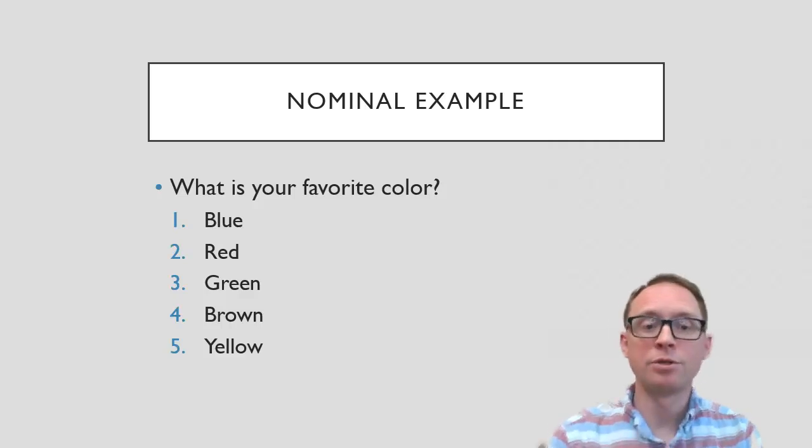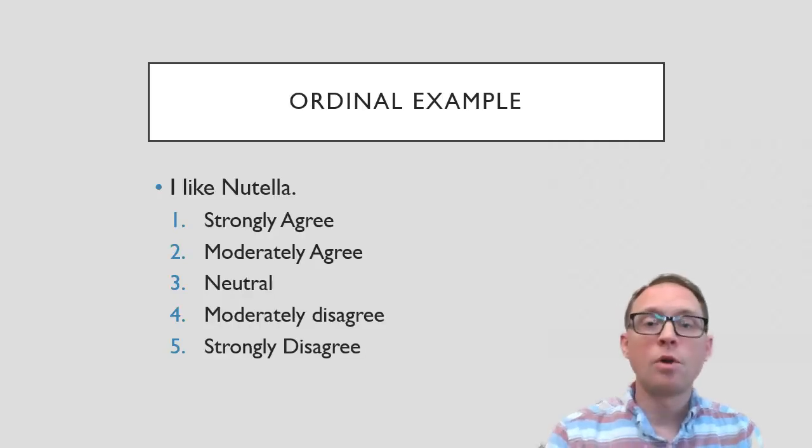Blue is 1, 2 is red. It could just as easily have been red is 1 and blue is 2. It doesn't matter. The actual number only matters in that it is different from the other numbers. That's nominal data. Go ahead and answer this question.